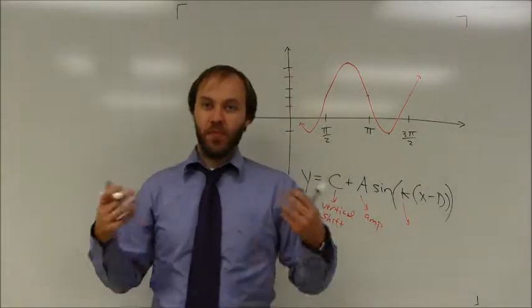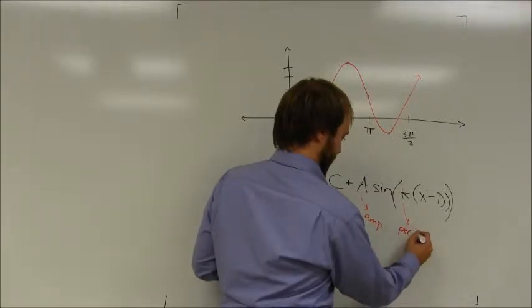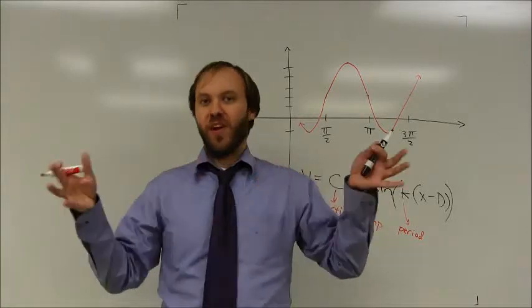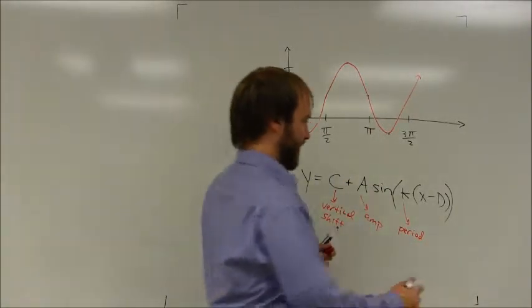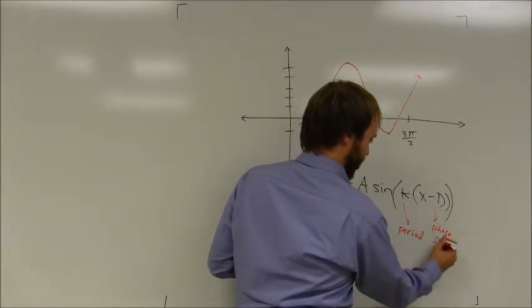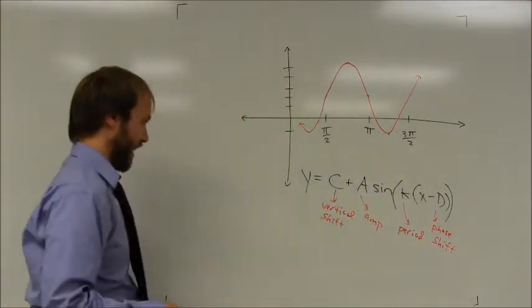That's basically the multiplier for the period, or technically the horizontal compression, depending on how you want to look at it. And then meanwhile, this d value there is basically going to be the value for the phase shift. And those are the things that we want to consider when we're looking at an equation.